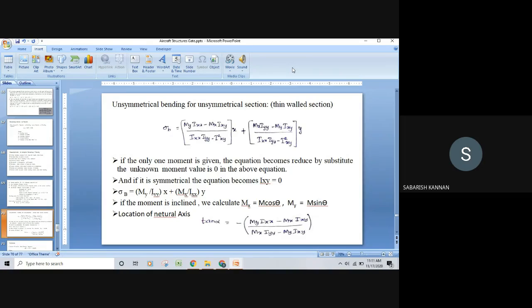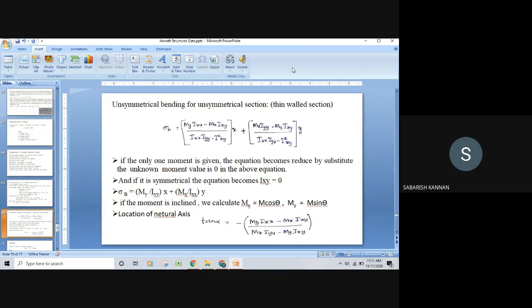First, check whether the problem is symmetric or unsymmetric. If unsymmetric, the second check is whether they give both moments or only one moment. If they give one moment, check whether that moment acts vertical, horizontal or inclined. If it is inclined, we have a separate formula. If they give only one moment about the x-axis or y-axis, we have the formula below.